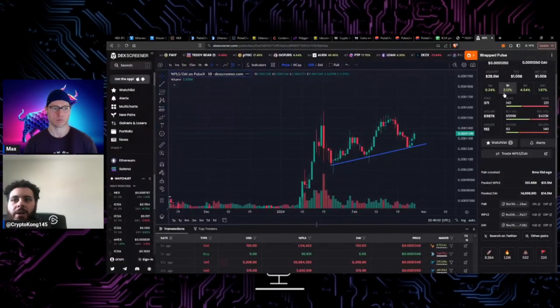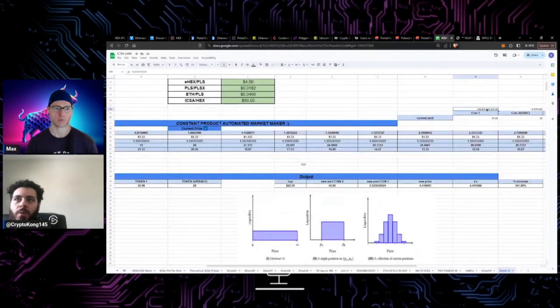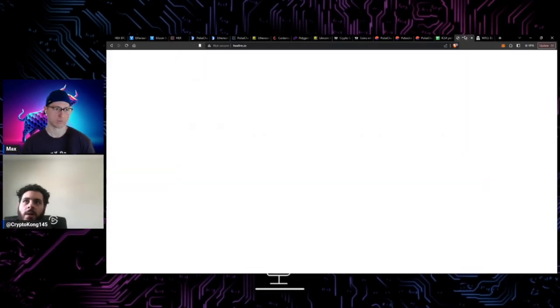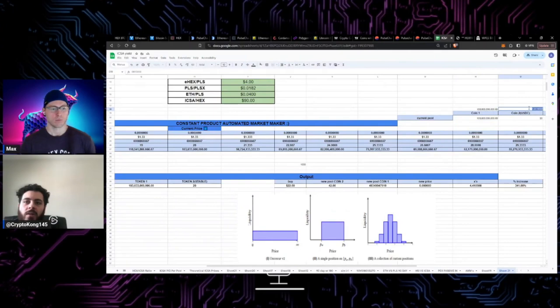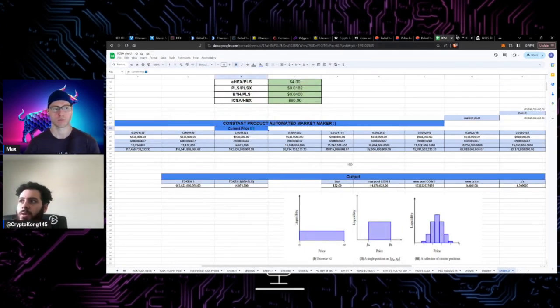So over here on Wrapped Pulse, I can see that there's 103.68 billion. I'm just going to copy this number and paste it in here, and then we'll see how much money it's backed by. It's 14 million. So I'll take this, copy it, paste it in here, and then I'll change it so it's 14 million. And then we can see here it spits out the current price, so 13.58.